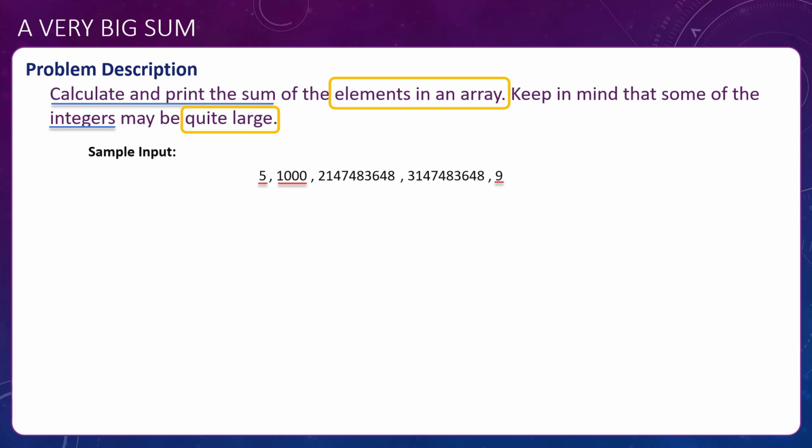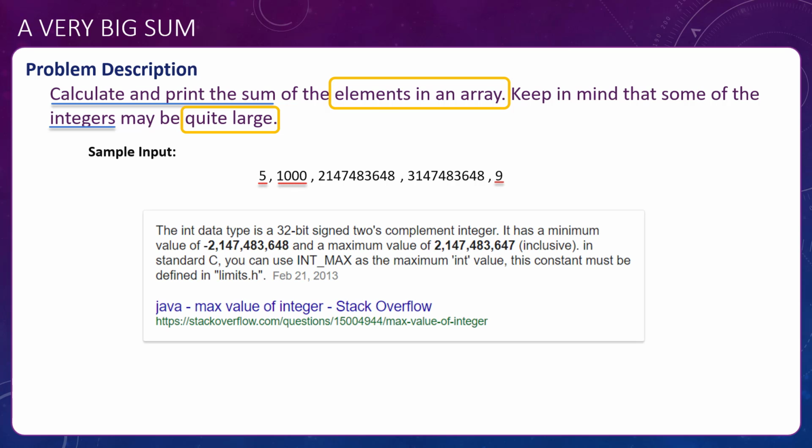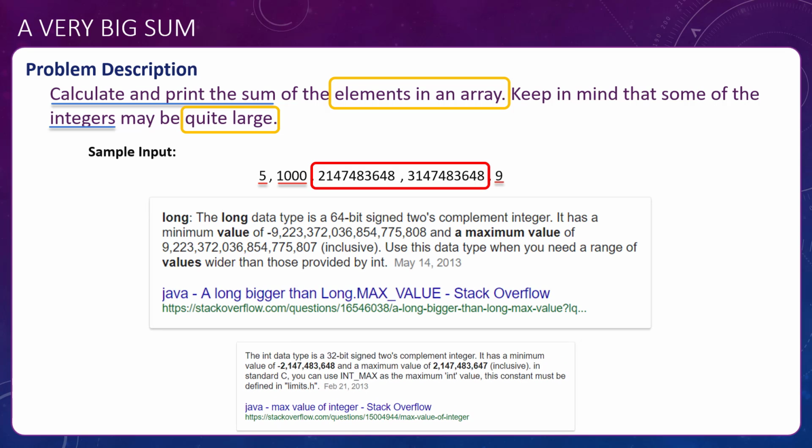So what do we mean by this? Here are our small integers. Integers are actually in this range: negative 2,147,483,648 up to 2,147,483,647. With that, some of our numbers are actually out of range. And how should we handle these numbers? This is where we are going to use long. A long data type has a larger range of values that we can put in it, as you can see there.